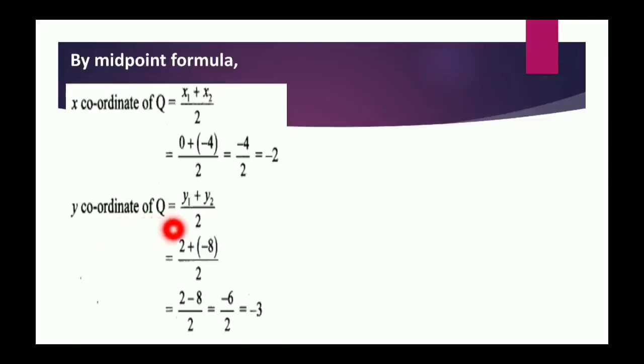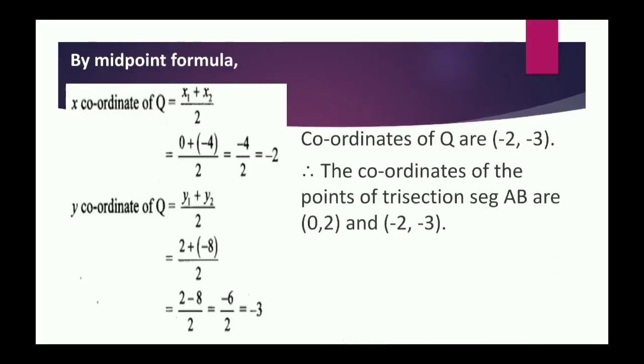The y coordinate of Q is (y1 + y2) upon 2. y1 is the value of the coordinate of P. So 2 plus minus 8 upon 2, that is equal to minus 6 upon 2, that is equal to minus 3. Therefore the coordinates of Q are minus 2 comma minus 3. Therefore the coordinates of the points of trisection of segment AB are 0 comma 2 and minus 2 comma minus 3.